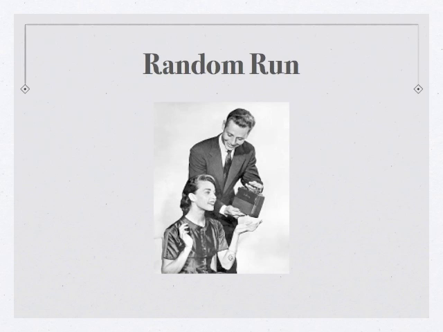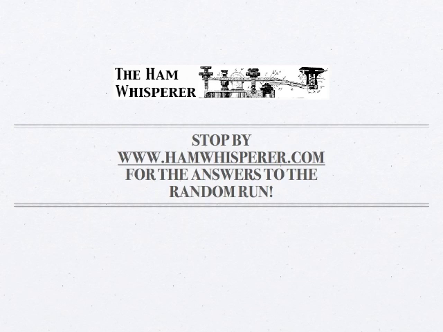And that's the Lesson 7 random run. Now that you're done with the random run, go to hamwhisper.com and check your answers. Once again, find the Morse code course tab at the top of the page, scroll down to Lesson 7, click on the link, and it'll take you to the Lesson 7 page with the random run sequence right there.